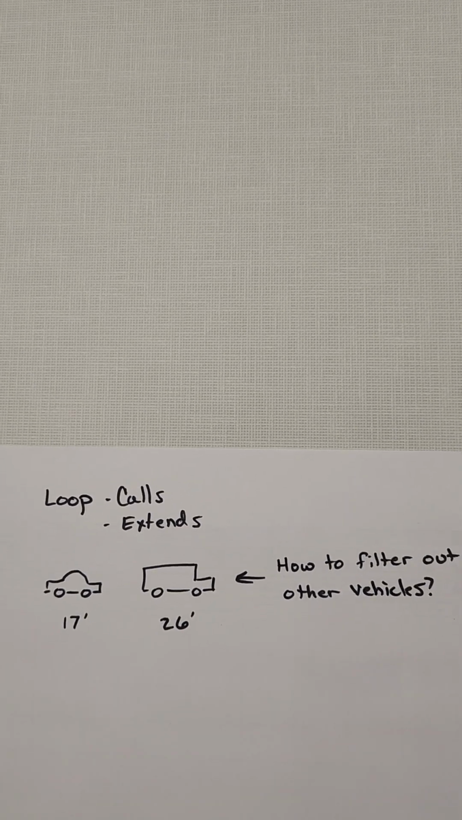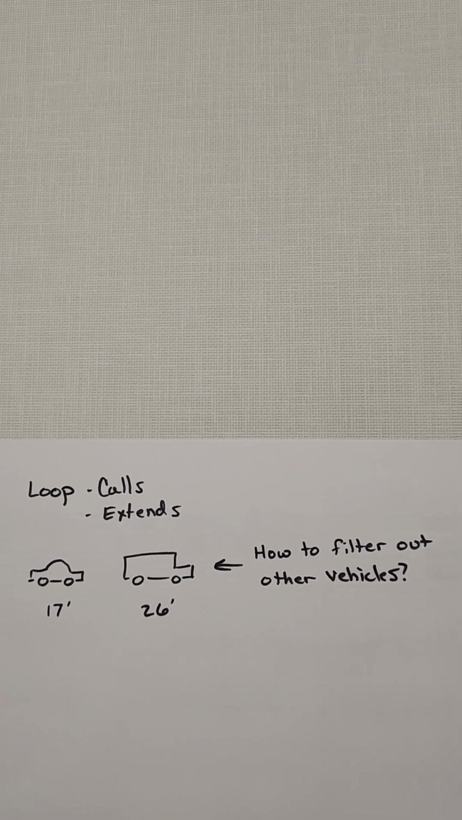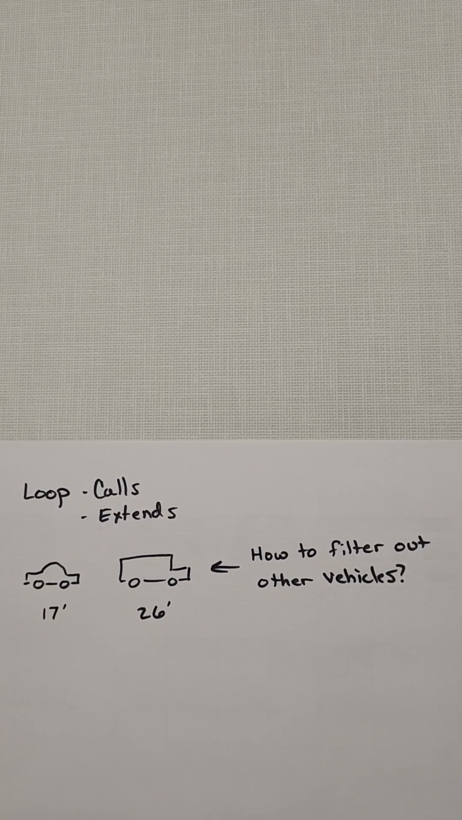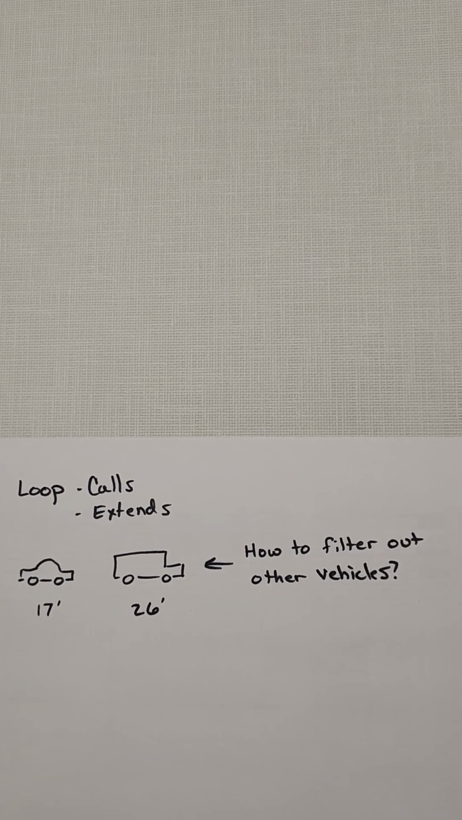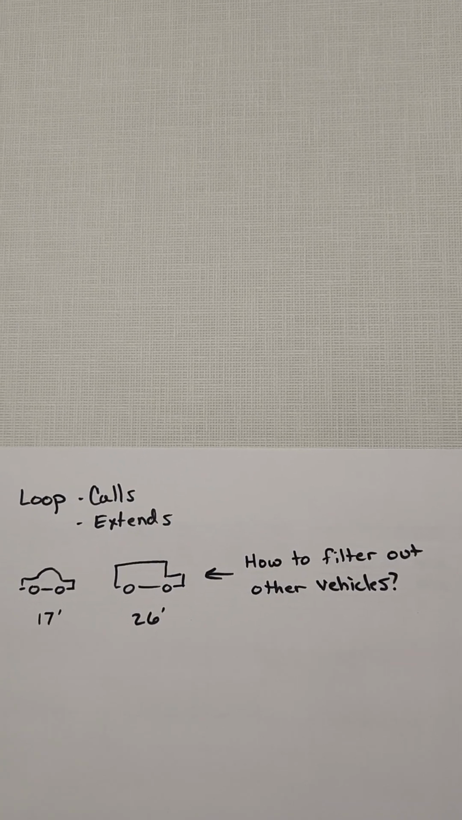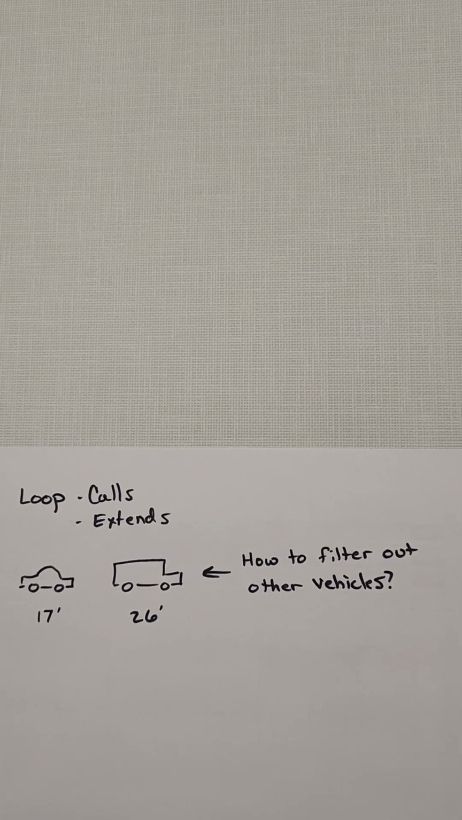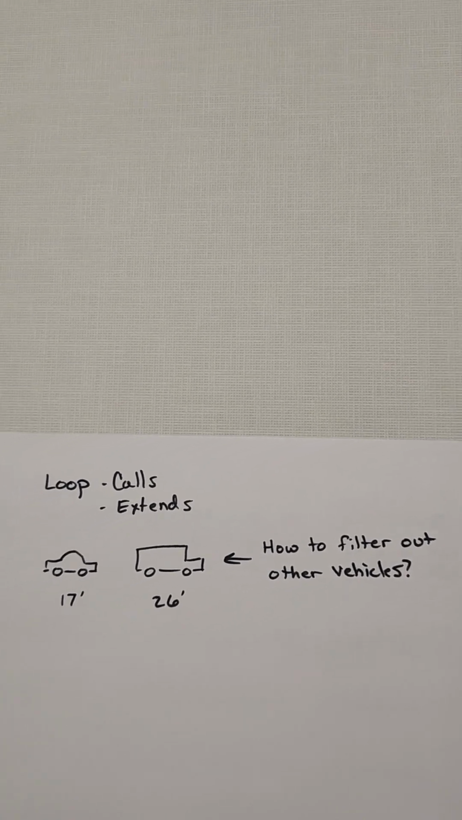So the big problem is, well, how do we filter out cars and trucks? Cars tend to be, we'll say, 17 feet at the longest. Most pickup trucks or small box trucks are going to be 26 feet. There will be trucks that are larger, and understand that this will probably trigger with a few larger trucks, but hey, you've got commercial priority, congratulations.